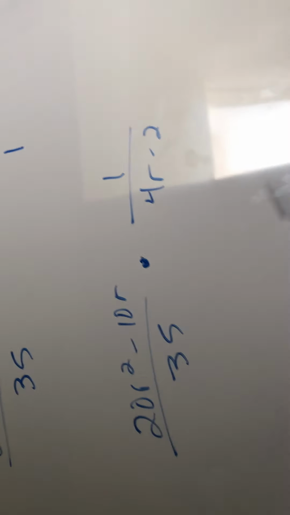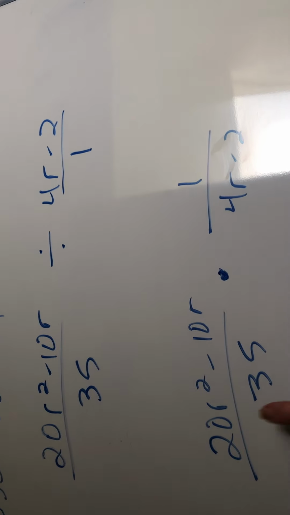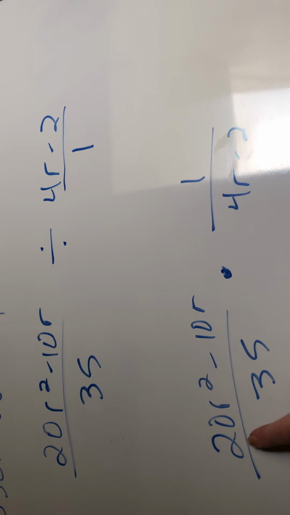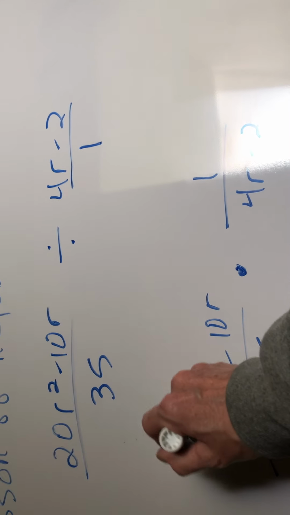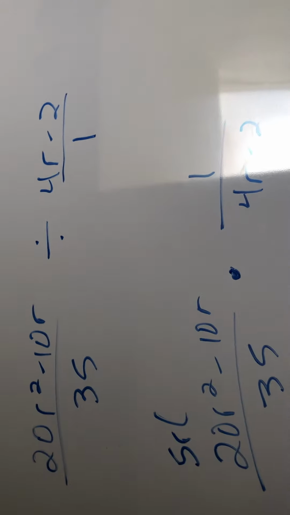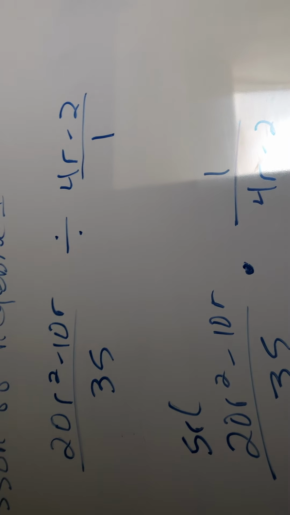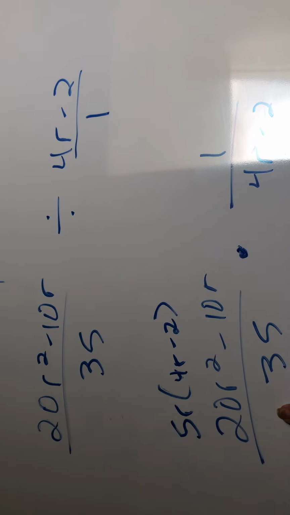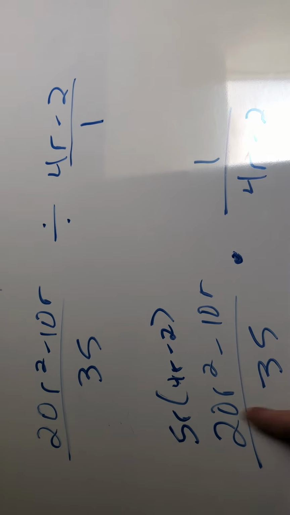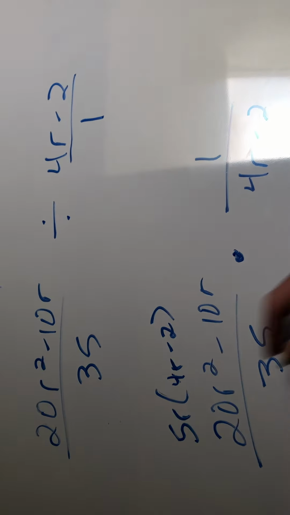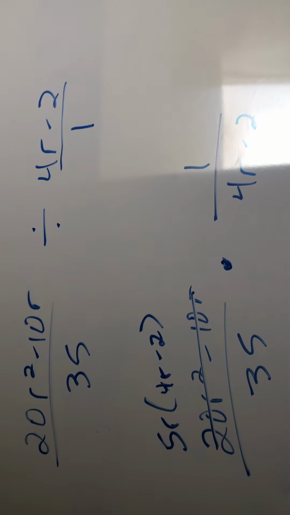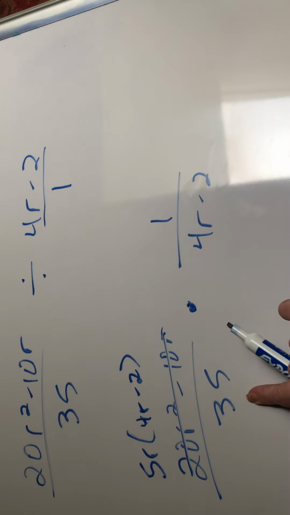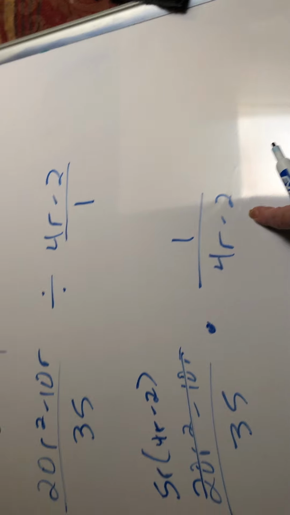And then factor. So let's see, out of these two, I can take a 5r out of it. That leaves 4r minus 2. When I take 5r out of 20r squared, it leaves 4r. When I take 5r out of 10r, it leaves a 2. And nothing else factors. 35, 4r minus 2, that doesn't factor.